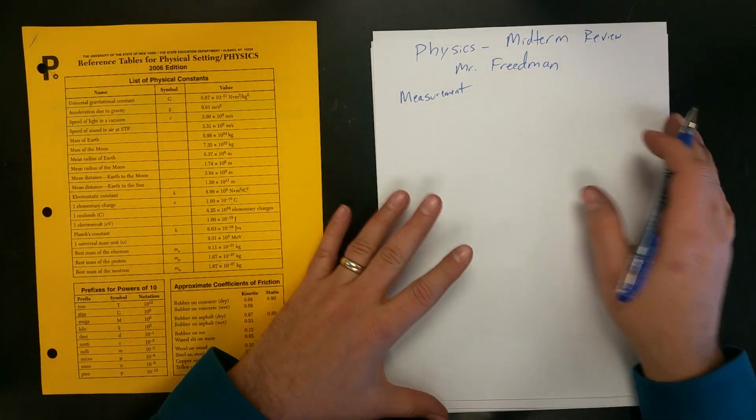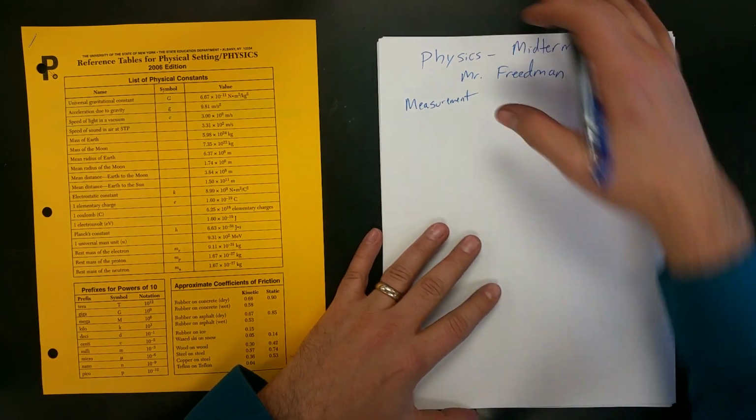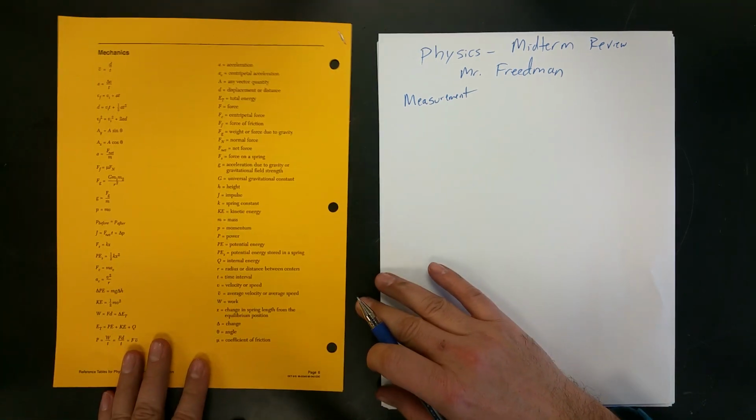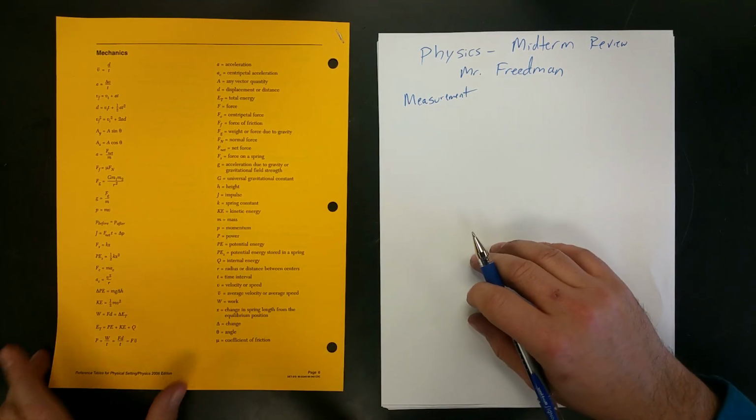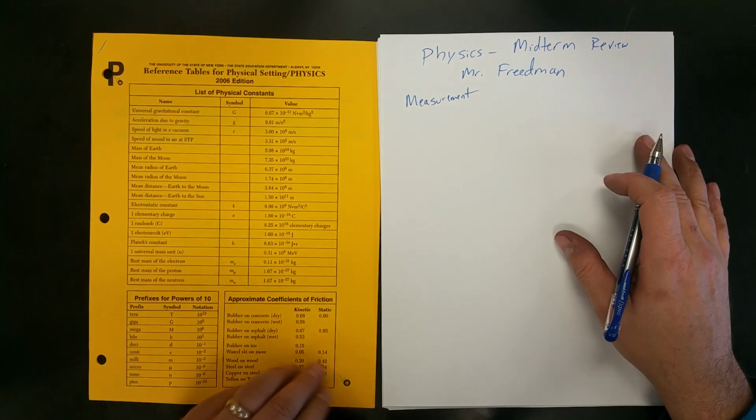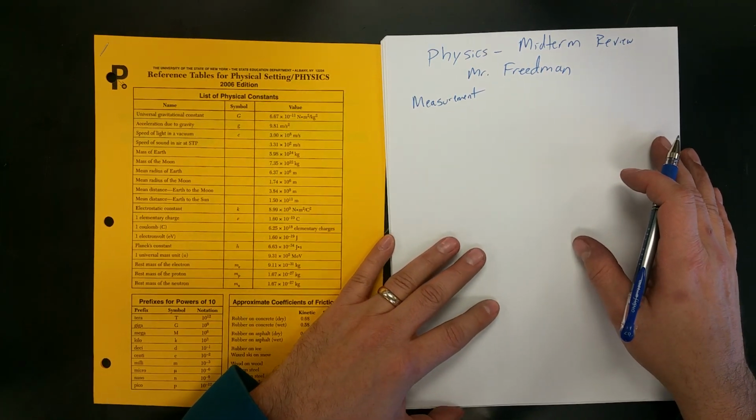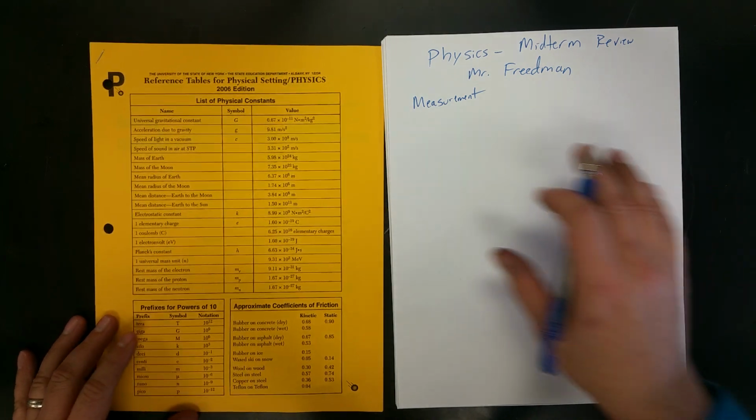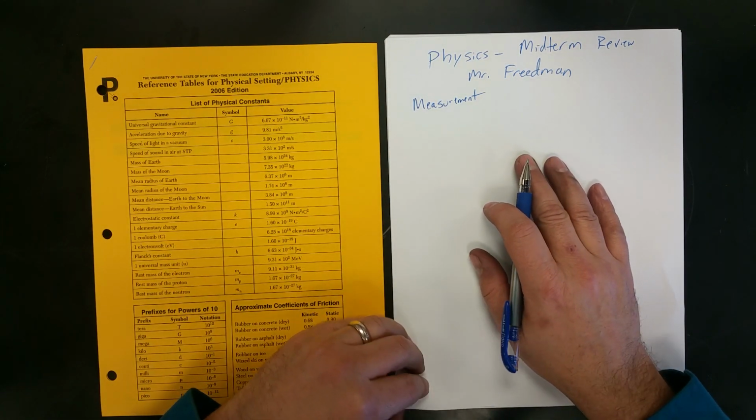Hello, this is a review session for physics midterm. A lot of topics we're going to go over, mostly on probably the first and the last pages of the reference table, dealing with mechanics, not necessarily in the same order that we did them in class. We're going to go through them pretty quickly. Please refer to your unit packets as well as you study for this.